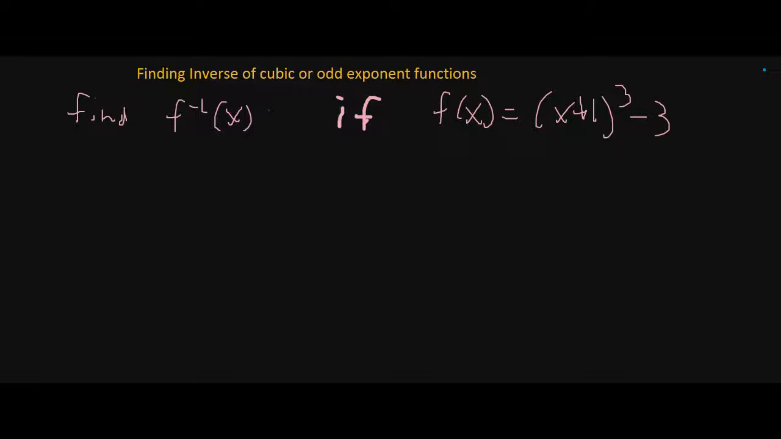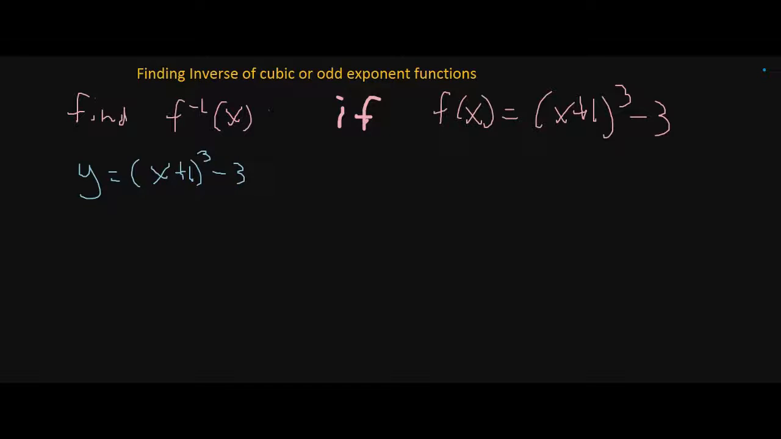Find the inverse of f of x if f of x is equal to (x plus 1) raised to the third power minus 3. Let's conquer this problem. First, I'm going to rewrite it as y equals (x plus 1) raised to the third power minus 3.